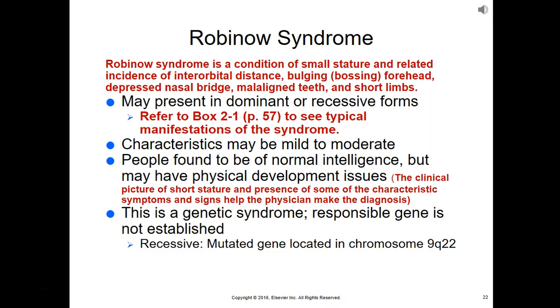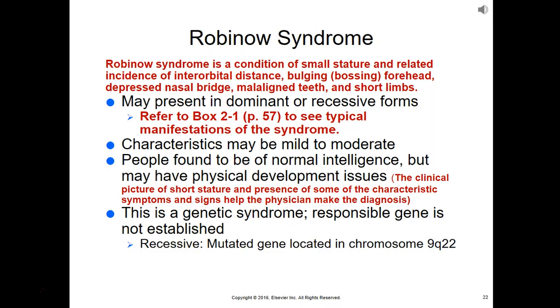Robinow syndrome is a condition of small stature and related incidence of interorbital distance, bulging or bossing of the forehead, a depressed nasal bridge, malaligned teeth, and short limbs. It may be present in dominant or recessive forms. There's a box 2-1 on page 57 that provides typical manifestations of this syndrome, so you can check that out.